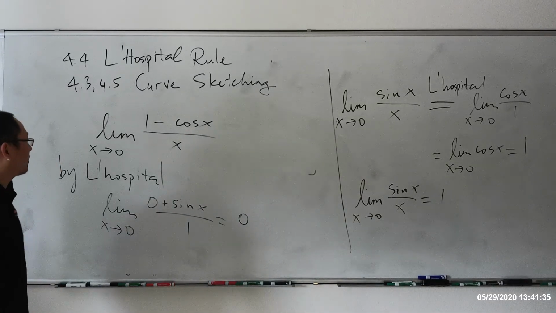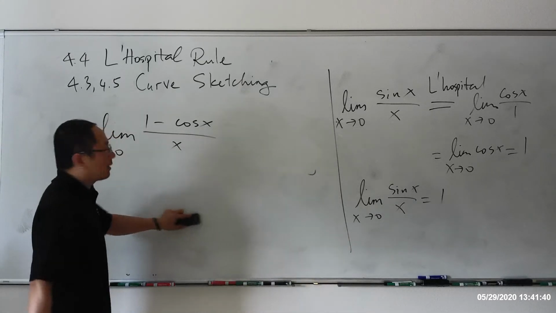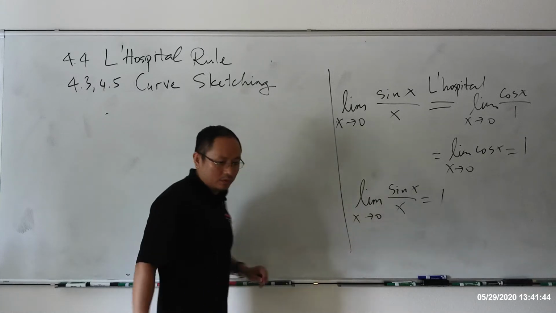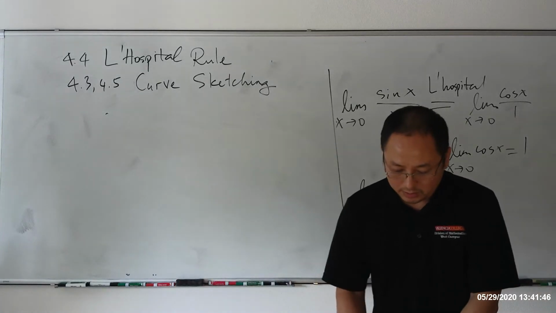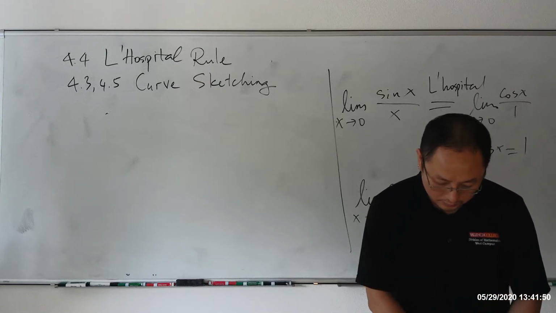Okay, so far so good. You can do a lot of examples. Let me just look at the exercises in the book and then show you guys a couple more examples, and then we're going to move on to the second item. This is 4.4.